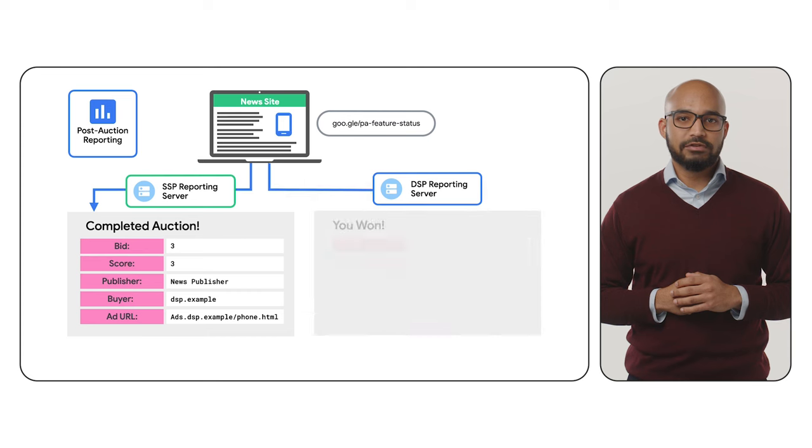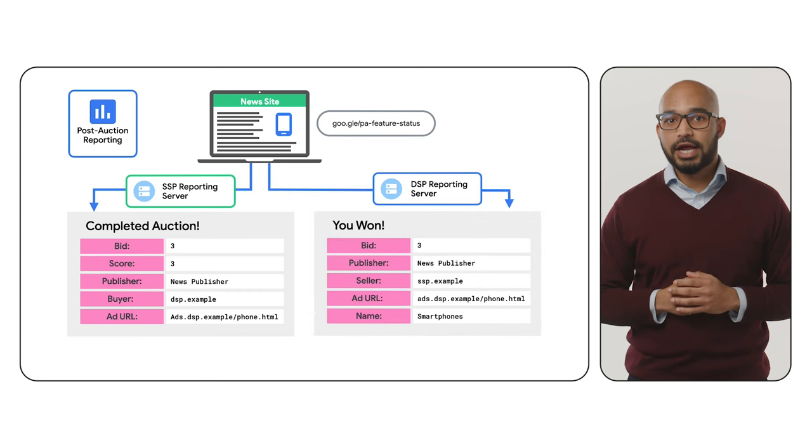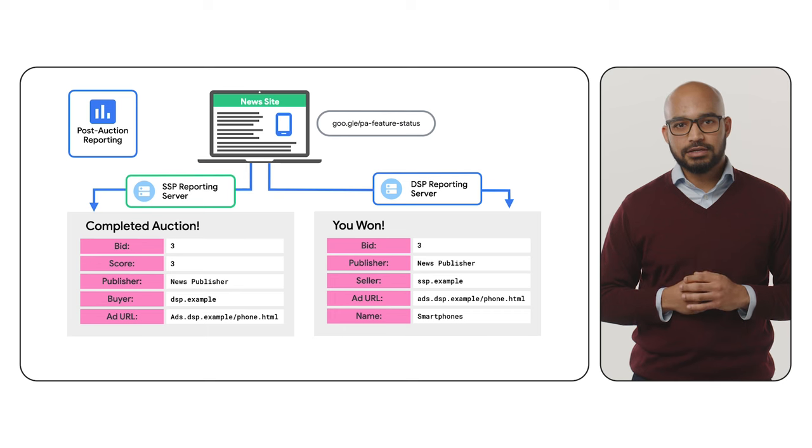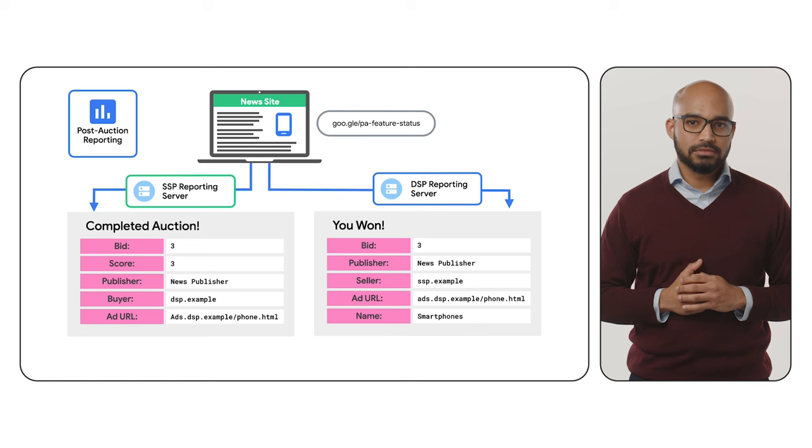For the buyer, they will be notified, hey, you won an auction and your ad was rendered. It would include information like their bid, the publisher it occurred on, the seller who ran the auction, and note that it will differ a bit from the sell side. The buyer won't know the score of the ad, but they will know the specific name of the interest group that won. The seller wouldn't see that.